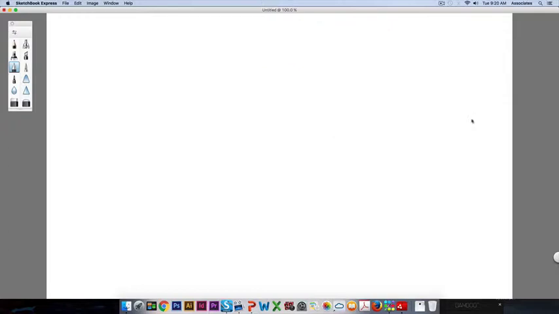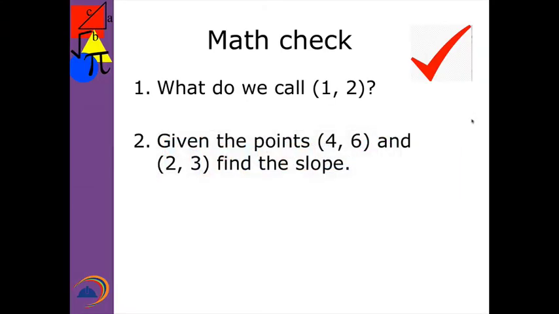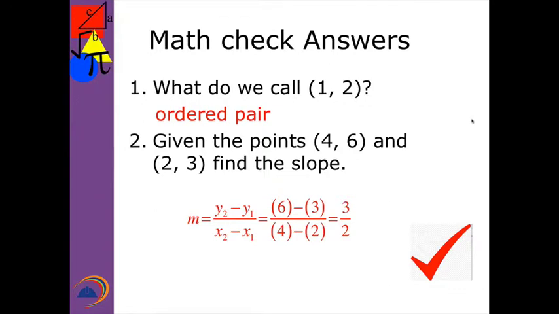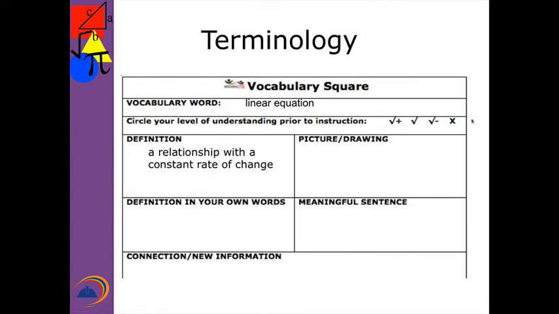Let's clear this off. Go back to our PowerPoint. Let's go on to our next one. There we go. Got the same answers. Good job. Now, the one thing we're going to need to know today is a linear equation. And it's a relationship with a constant rate of change. And remember from other videos, a rate of change is the slope. So teacher, pause the video, have the students do a picture or drawing, define it in their own words, and write a meaningful sentence. Have the students share their meaningful sentence with their partners, and then call on non-volunteers. I'll meet you back here in a minute.